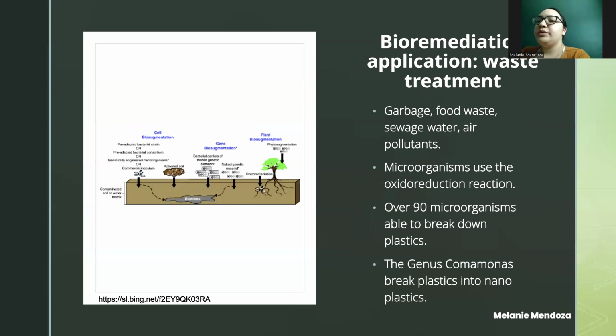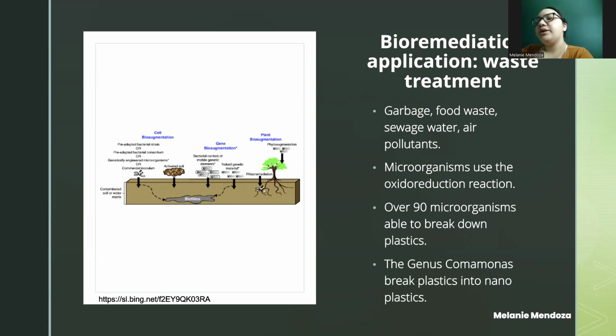In the bioremediation applications used for waste treatment, we consider waste to be garbage, food waste, sewage, water, and air pollutants. Microorganisms usually use an oxidoreduction reaction, where microorganisms acquire energy through catalyzing, breaking down the chemical bonds and removing electrons from them. That would be the oxidoreduction reaction.